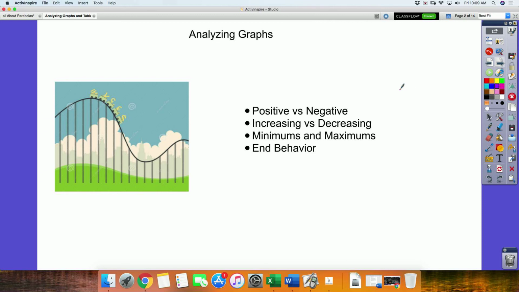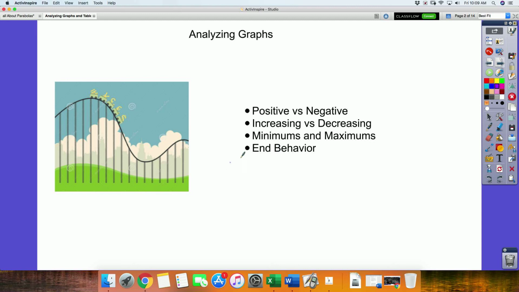Now, some other features that we're going to be looking at is when is a graph positive versus negative, when is it increasing versus decreasing, when does it have minimums and maximums, and what's the end behavior, meaning what does it look like on each end.